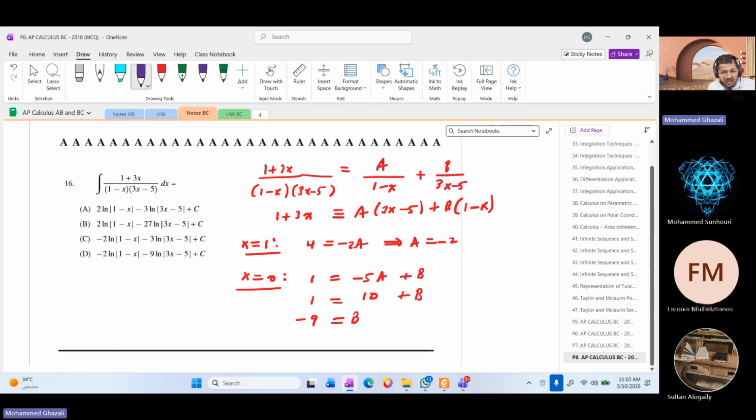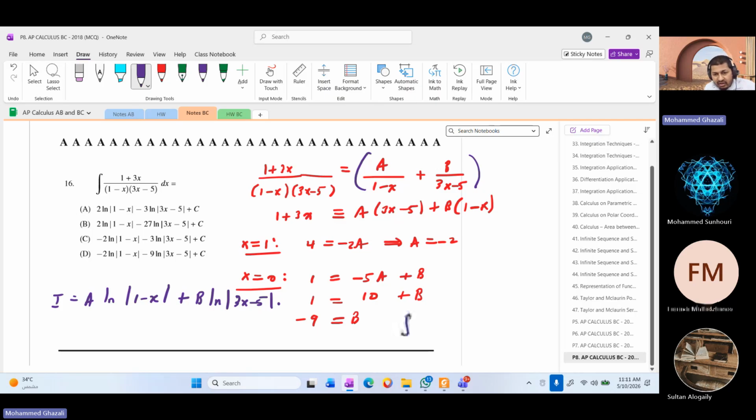Nice. Now we're just integrating this. So the integral becomes A times the integral of 1 over 1 minus x, which is ln of the absolute value of 1 minus x, plus B ln of 3x minus 5. Don't forget the negative on the A and on the B. I'm just integrating this only, I'm not substituting the A and B values as yet. I will substitute them at the end.